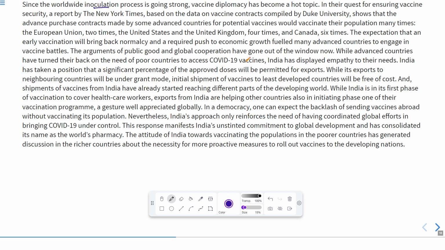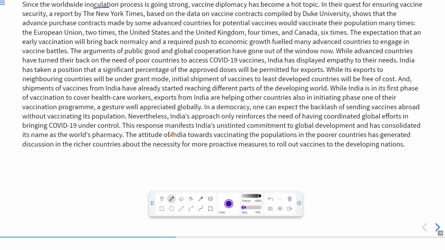Inoculation is actually a process in which a pathogen or an antigen is introduced to stimulate the production of antibodies, that is, the immunity against something. Okay, that is called inoculation.